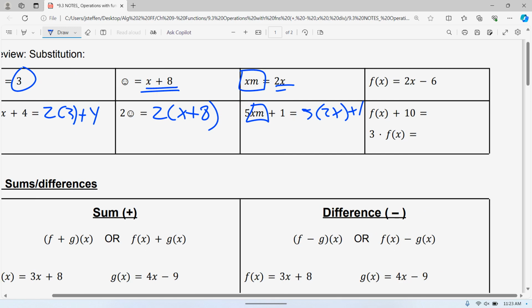And lastly, the thing we're going to be using a lot today is if we have f of x equal to 2x minus 6, that means if I have f of x plus 10, it's 2x minus 6 plus 10. Or if I have 3 times f of x, it's 3 times 2x minus 6. Again, if f of x is equal to 2x minus 6, I can put in a 2x minus 6 for f of x, or I can put in an f of x. Not that we ever do that second one, but you can exchange those.